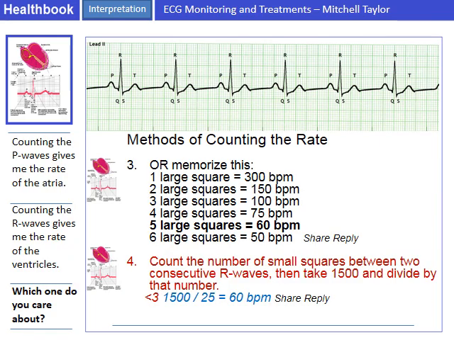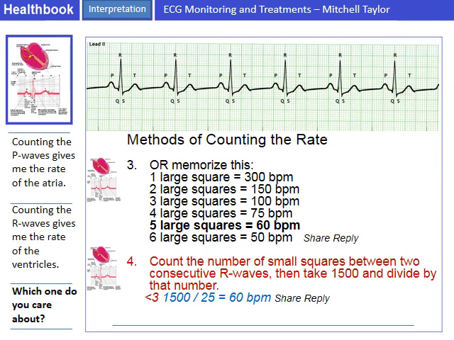Okay, a third method is to take a larger square and say, if the next R wave showed up right after the larger square, then the rate would be 300. If it took 2 squares, it'd be 150. If the R wave showed up at the third larger square, it would be 100. 4 squares would be 75, and then 5 squares, which is where the R wave is, equals 60 beats per minute.